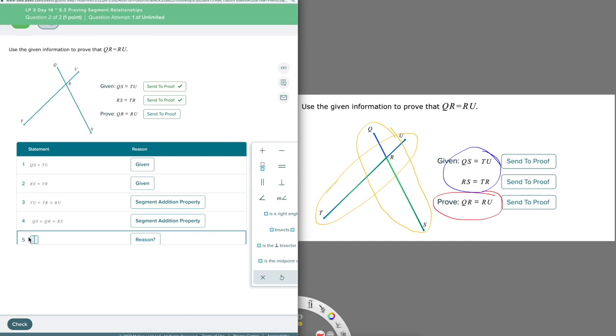Instead of QS equals TU, I'm going to go QR plus RU, sorry, equals QR plus RS. Yes, okay. So I'm replacing these pieces. So instead of QS, I have QR plus RS, so that's on this side. And then instead of TU, I have, did I do that wrong?